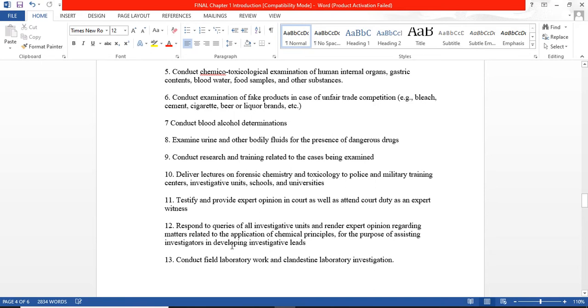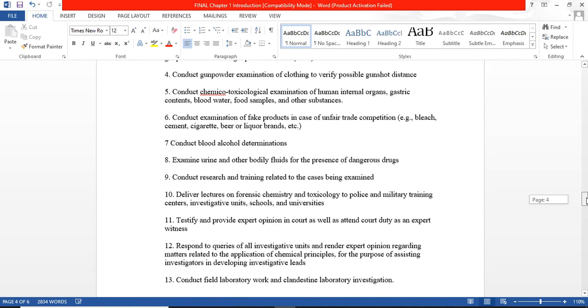Then respond to queries or questions of all investigative units and render expert opinion regarding matters related to the application of chemical principles for the purpose of assisting the investigator, para hapos sa ila mag-perform sa crime scene mismo kag mag-collect sang tsakto nga result, para as forensic chemist nga naka-duty ka na sa lab, makakabulig ka sa ila nga indi ka na magkatuto nga ikaw pa mismo magkuha. Okay, conduct field laboratory work and clandestine laboratory investigation.